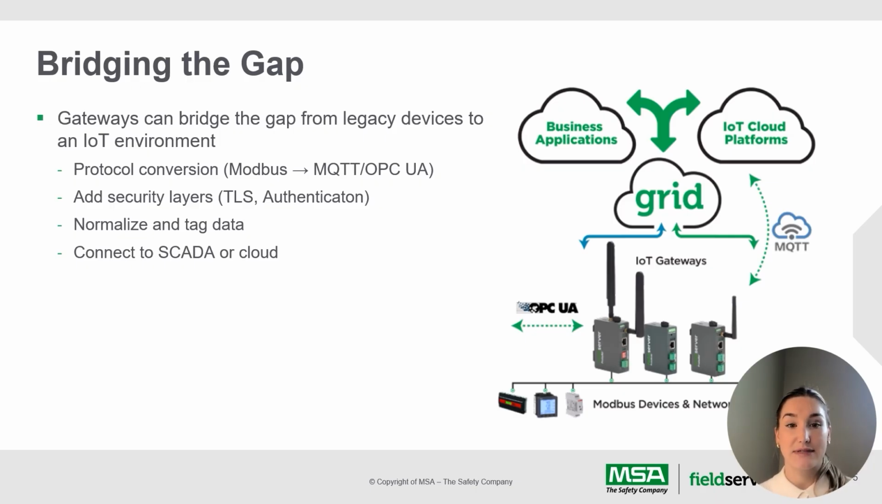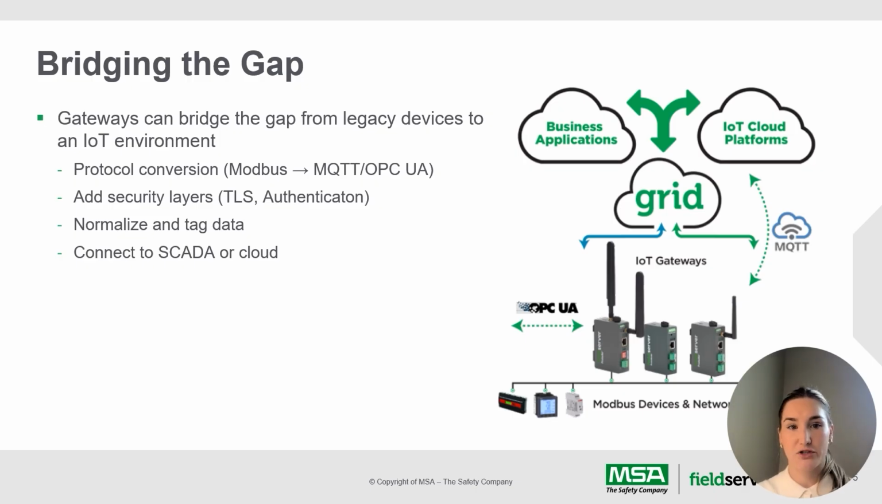Second, it applies data modeling. Instead of sending raw, unstructured data values, the gateway can structure and contextualize that data. It understands that a value from Modbus register 4001 might represent temperature in Celsius or a fault code or a pressure reading, and can label it accordingly. This modeling makes it much easier to interpret and use the data further downstream, whether that's in a dashboard, a SCADA system, or a machine learning model in the cloud.